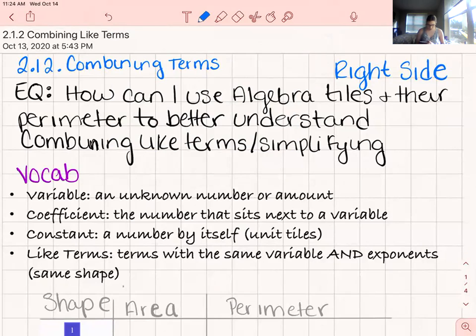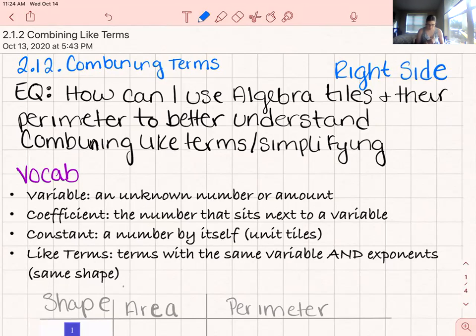Our essential question today is, how can I use algebra tiles and their perimeter to better understand combining like terms or simplifying? Remember that perimeter is around a shape, whereas area was the inside. We've got some vocab words to get down.